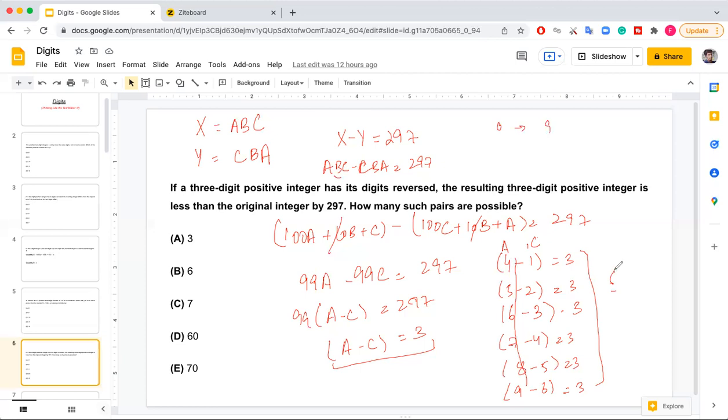We have these 6 cases, and for each case, if I consider the first case, A, B, C with 4 and 1, B could be 0, B could be 1, up to 9. So there are 10 possibilities for each case, and in total we have 6 cases, and for each we have 10 possibilities. That's why the result is 60. Got the point?